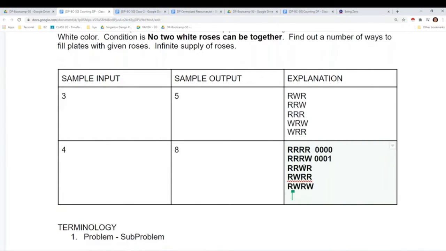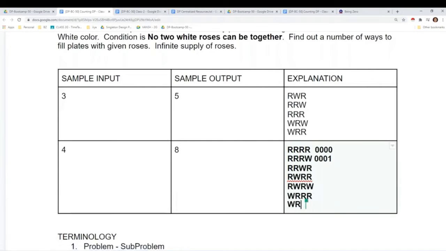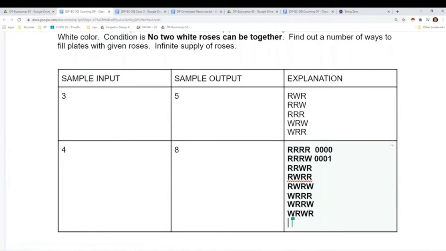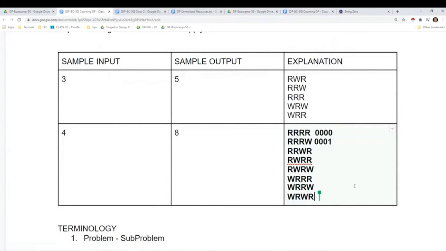What are the other patterns? 1, 2, 3, 4, 5. I have written 5. W triple R, WR, RW, WR, WR. Then, is that it? Yeah, that's all. 8. Okay, so these are the 8 patterns that we got.